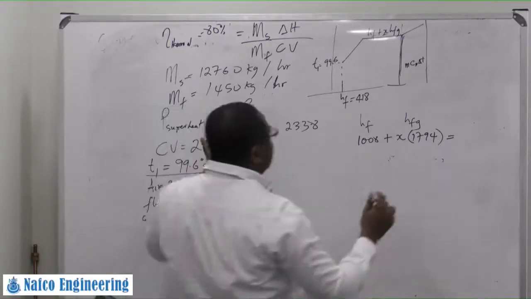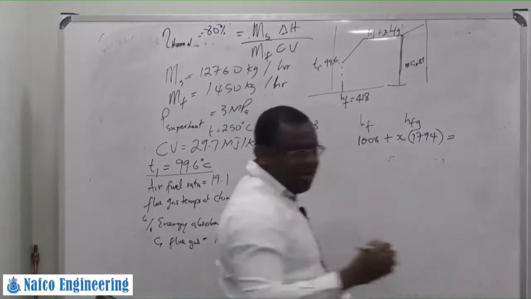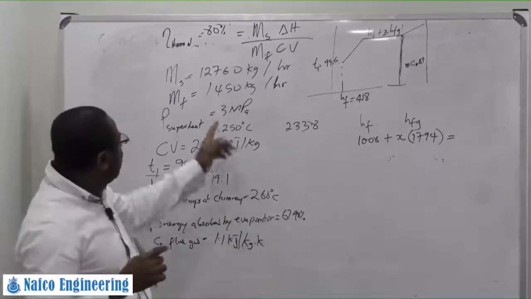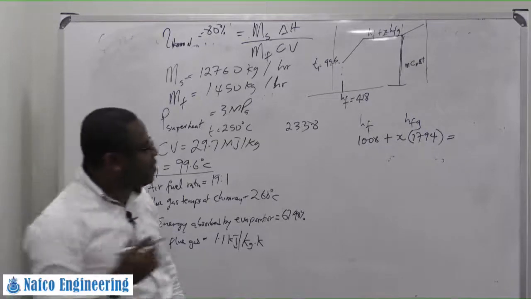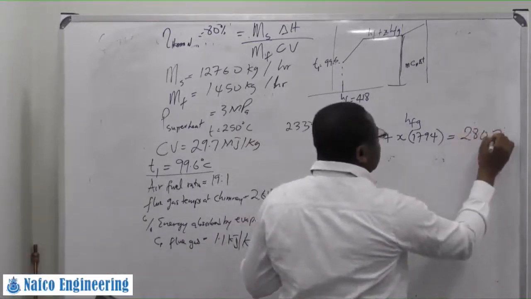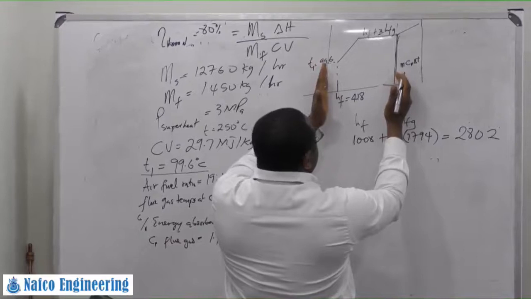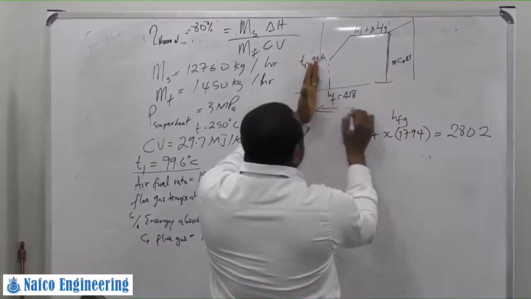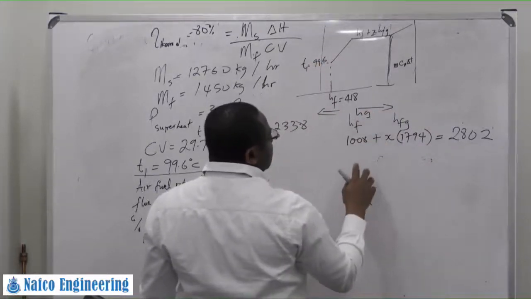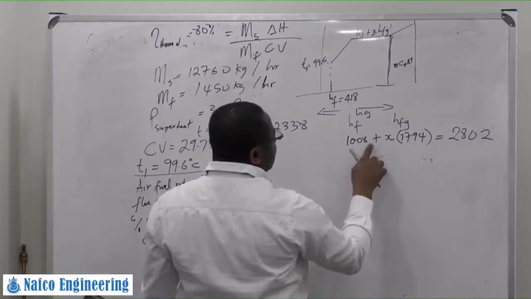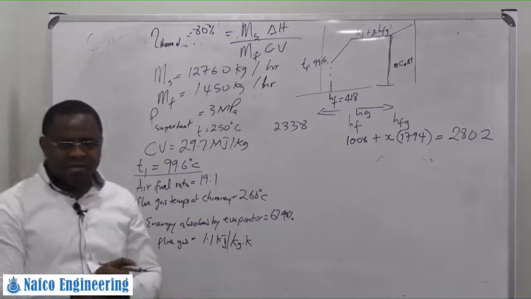You know what? Just give me the value of the HG for that 3 MPa. The HG. 2802. Right? So that gives me from here to here. Let's equate that. So the whole of this is our HG, and this HG is 1008 plus X HFG. Okay, so it's fine. Let's get the condition of that.